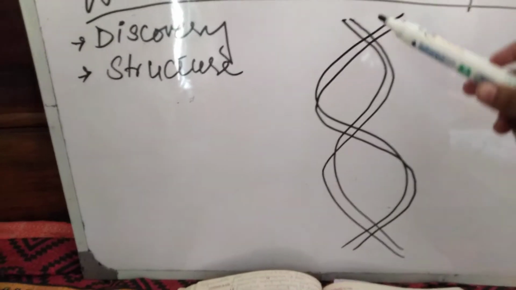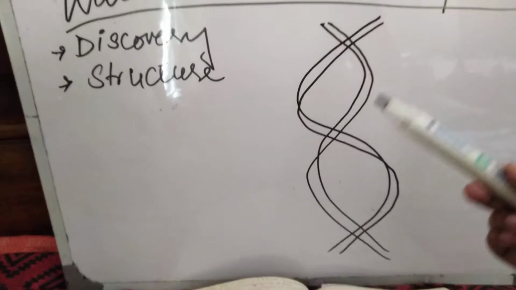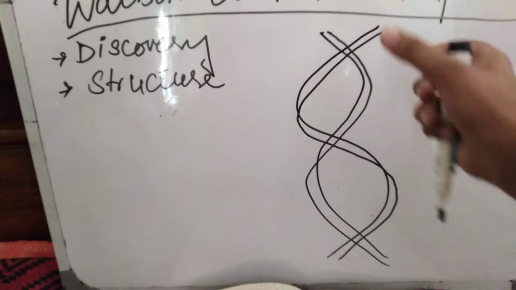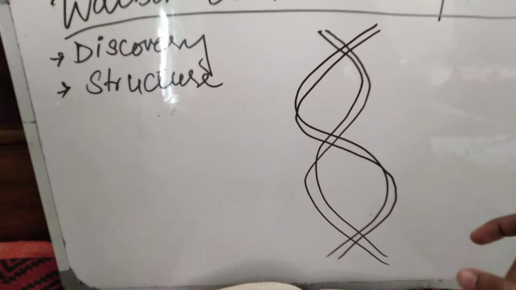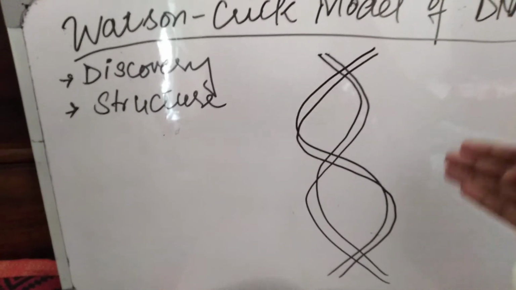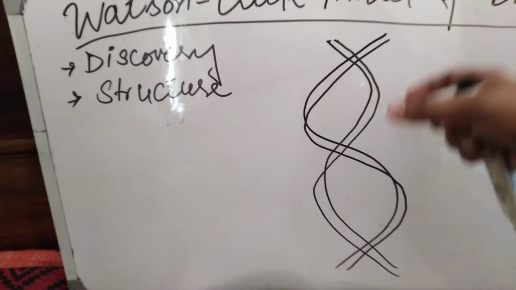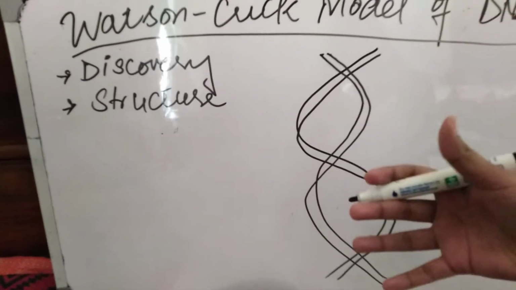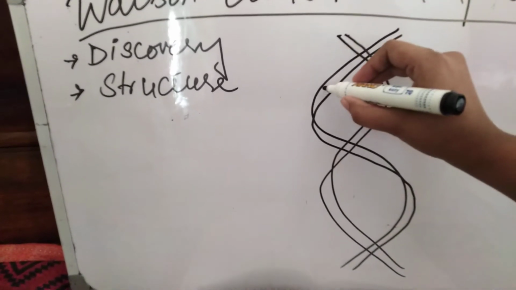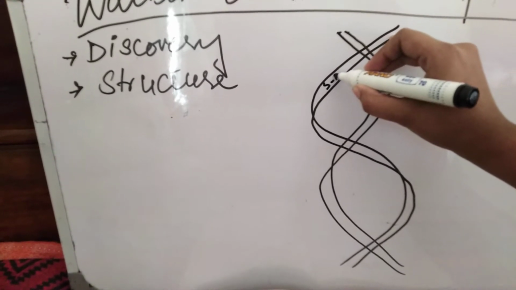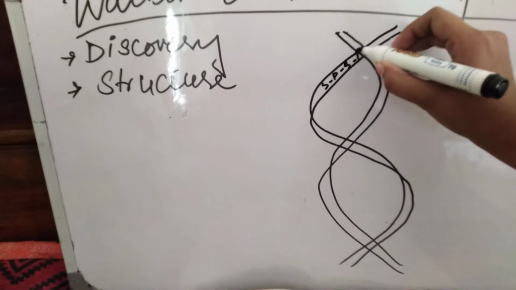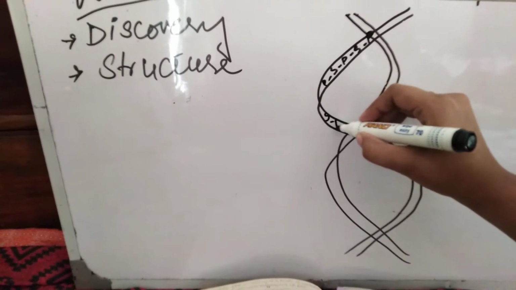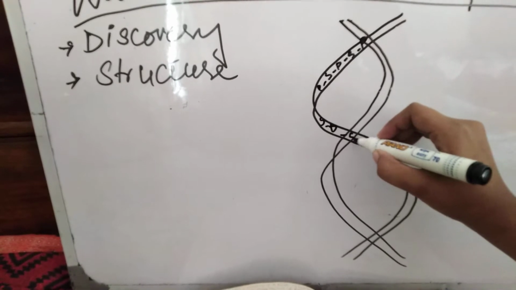Is that clear? There are two polynucleotide strands which are coiled around each other to form a double helix, a double helical-like structure. As I am showing in your diagram, this is a double helix structure. Actually, these polynucleotide strands are a sugar phosphate backbone. Now I am going to draw sugar phosphate. This is a sugar phosphate backbone.